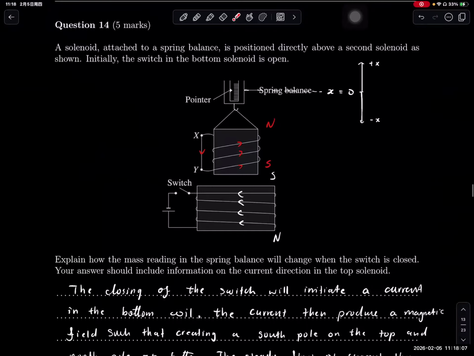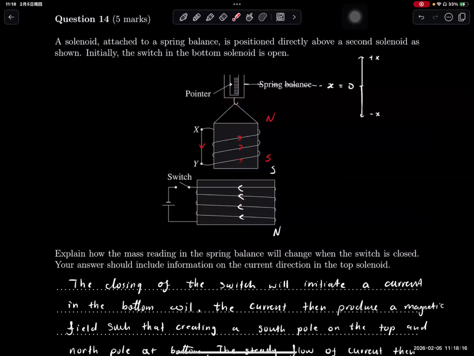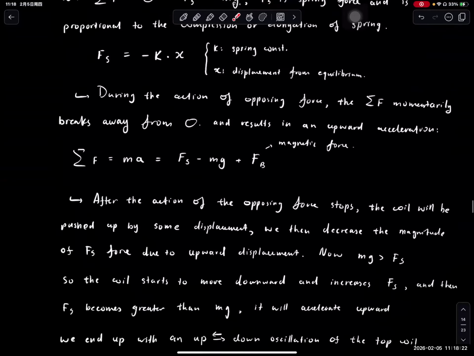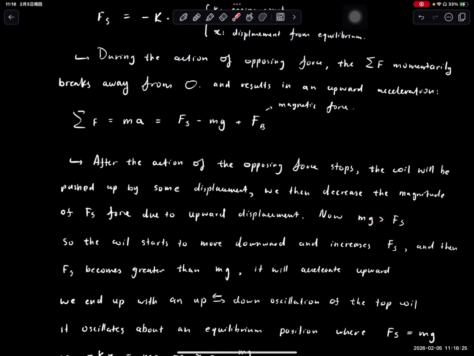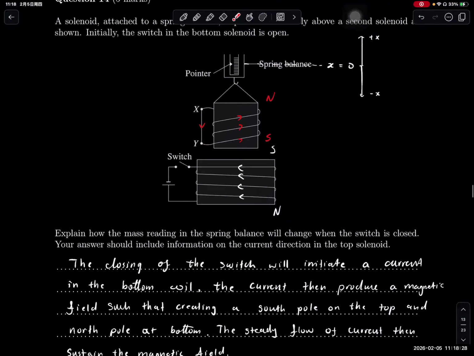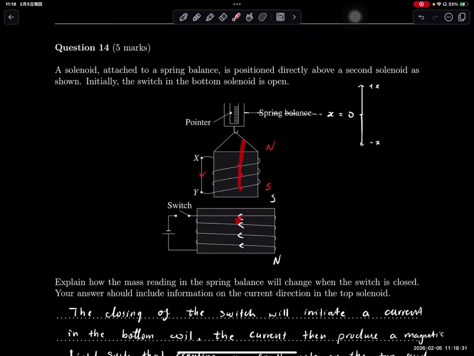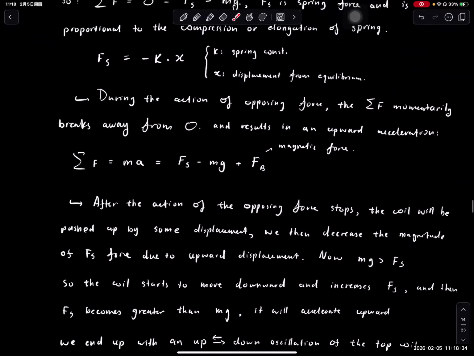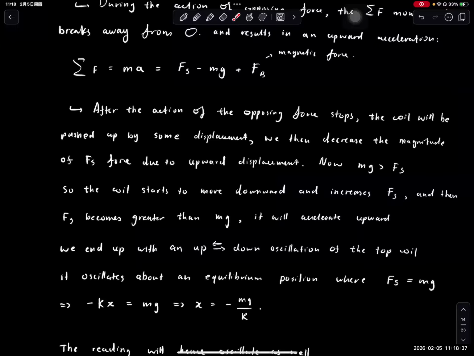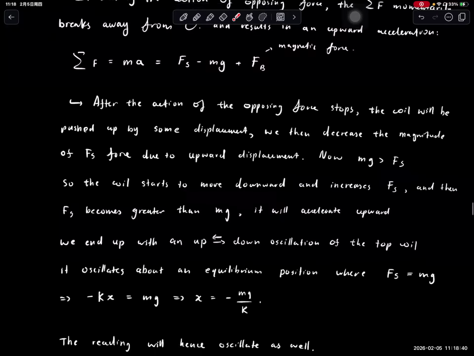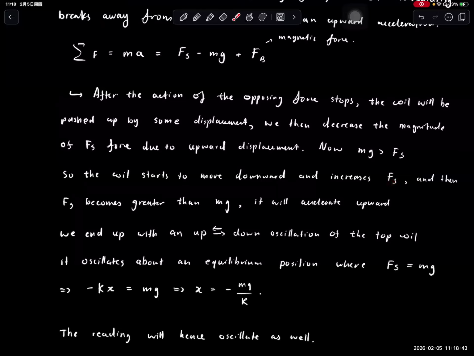Because originally, the weight force elongates the spring, and then your magnetic force liberates a little bit of elongation. Now, after the magnetic force is applied, the displacement causes the spring force to decrease. Therefore, your mg is currently larger. So now the coil will accelerate downwards. So it's going to be pushed upward and then move downward as well. It's going to oscillate. But after it has moved downward, you're elongating the spring again, to a point where Fs is larger than mg, so you go back up again. So now you get this continuous up and down oscillation.